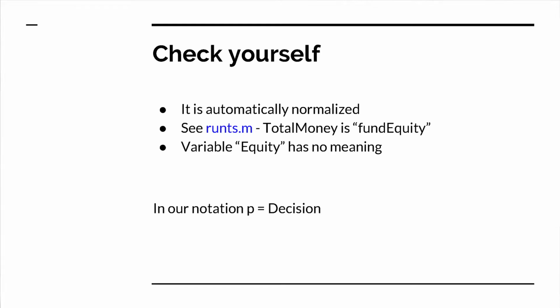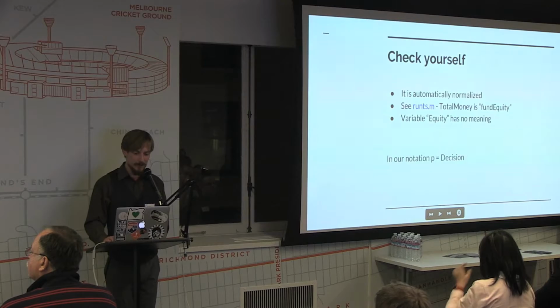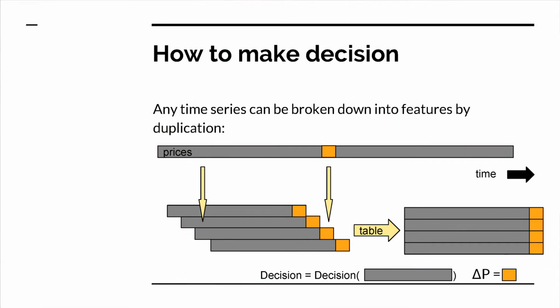Okay, and in the notation that we used so far, I called P the decision. So I will keep using decision. Hopefully you guys are okay with that. Now we don't do any toolbox specific things. You probably all have a question by now: how do we actually make this decision? What's at the core of the algorithm?